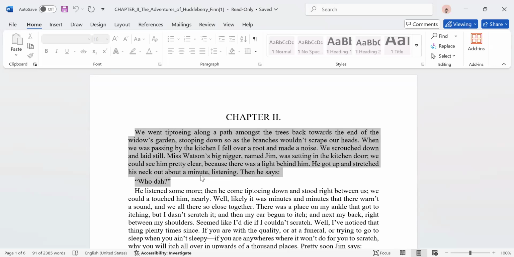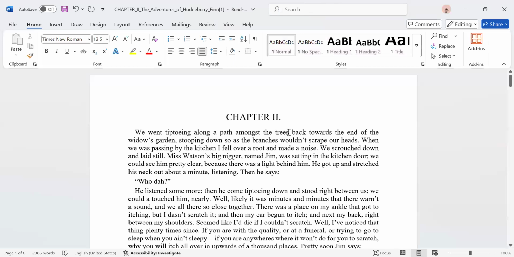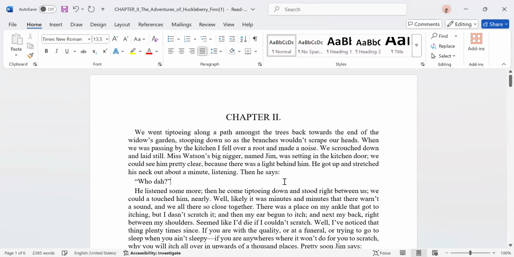Amongst the trees. So amongst here, in modern English, people usually use the word among. This real text uses amongst, which is still used, but it's not that common anymore. It technically means the same. It's like you're stuck in between something.